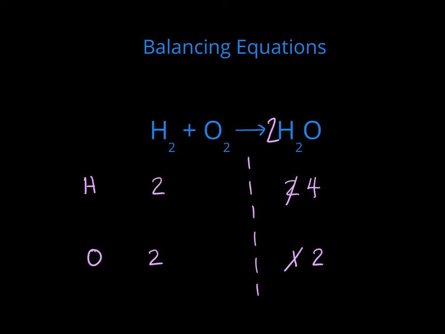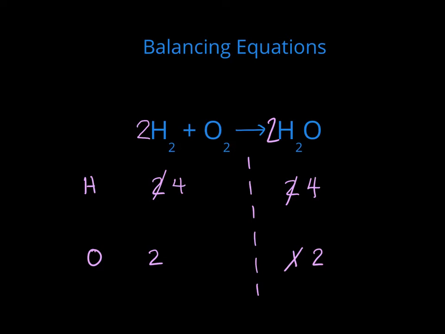And that's pretty easy. I can do that by just adding a coefficient 2 in front of my H2 because 2 times 2 is 4. So now I have 4 hydrogens on my reactant side and 4 hydrogens on my product side. So I'm going to do one quick check to make sure that everything's balanced. I've got 4 hydrogens on the reactant and product side, and I've got 2 oxygens on my reactant and product side. So this equation is now balanced.